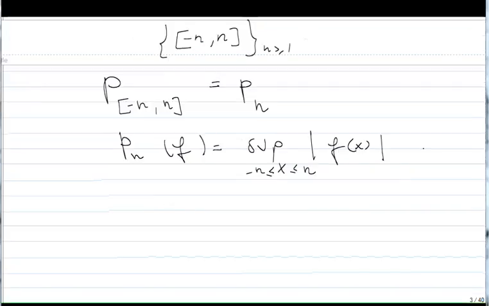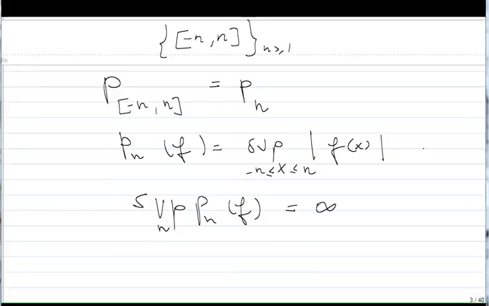be careful, someone may be tempted to take the sup of the p_n of f to try to cheat and generate a norm, but this will not be valid because this may become infinite, since this will give us the sup of f of x over the entire real line, and we know that in that case the function can be unbounded.